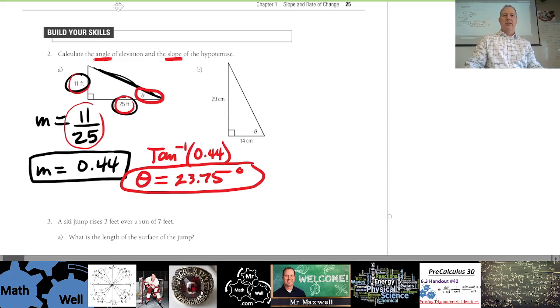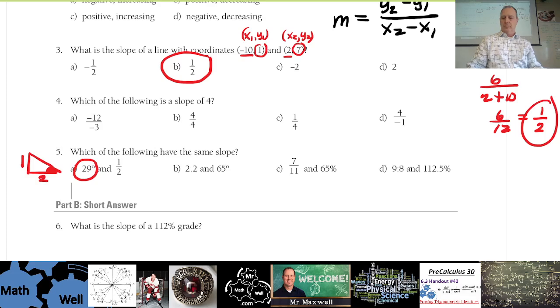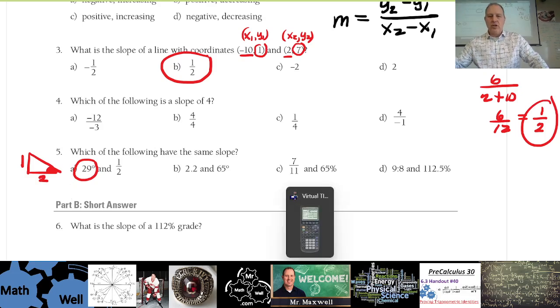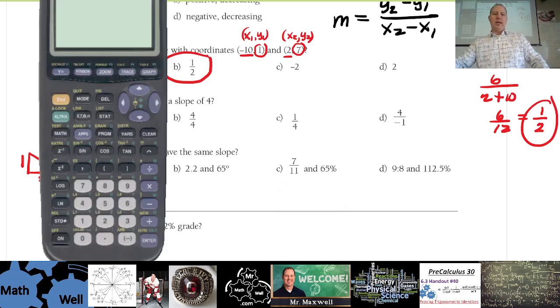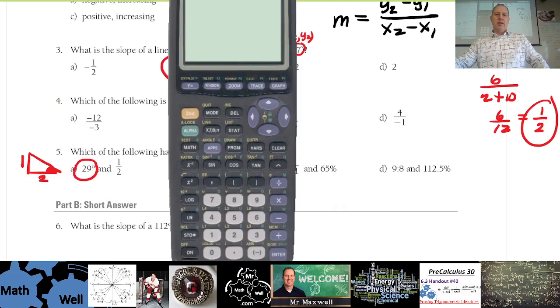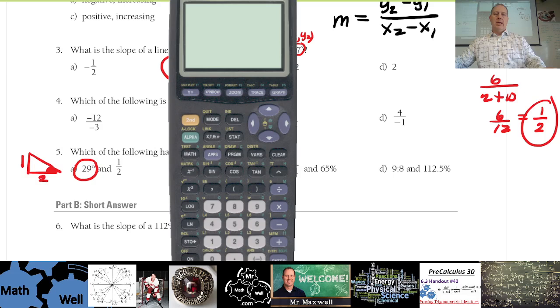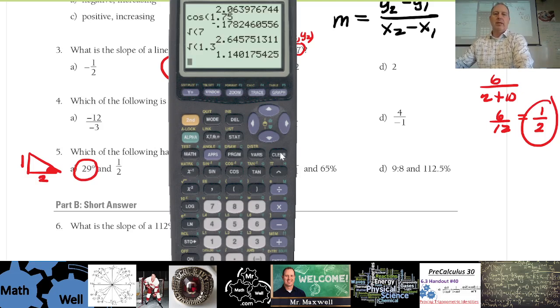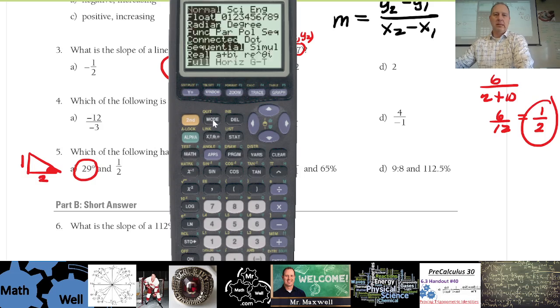So let's go back to this question. And this is what you do on your calculator. So if you have a calculator out, go ahead and grab that out just now. Okay, so what I'm going to do is I'm going to go, the slope is 1 over 2, so I'm going to go second function. Now, I think this needs to be in degrees.